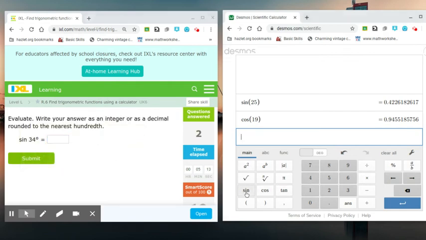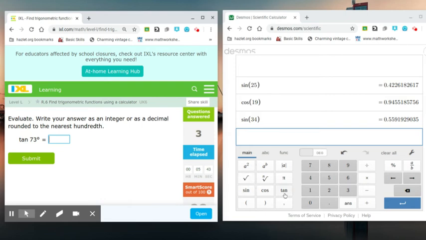Okay, now we have sine 34. Hit enter. We have 0.5591. They want 2 decimal places because it's the hundredths. So I'm going to look at that 0.559. Since that's a 9, it's bigger than 5. This 5 is going to become a 6. So it's 0.56. You had to round because of the 9.